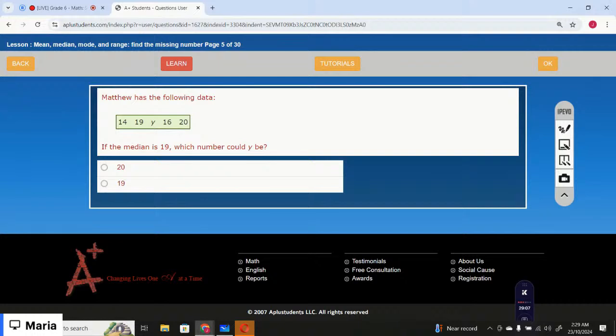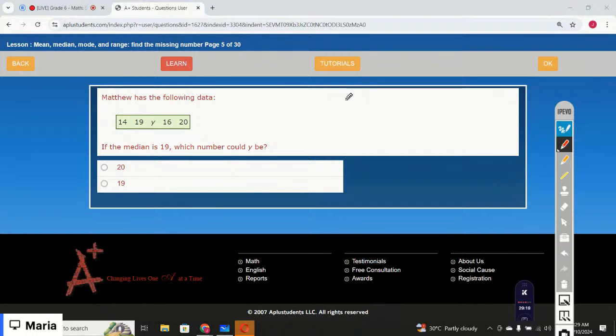Matthew has the following data: 14, 19, Y, 16, and 20. If the median is 19, what number could Y be? Median means 19 is the middle number, right? After the 19, you have two numbers, and before the 19, you have one. After the 19, you have 16 and 20. And before the 19, you have only 14. You have only one number left, Y. That means Y must be here. So that is 14, 19, 19, 16, and 20. 19 is the median. Got it?